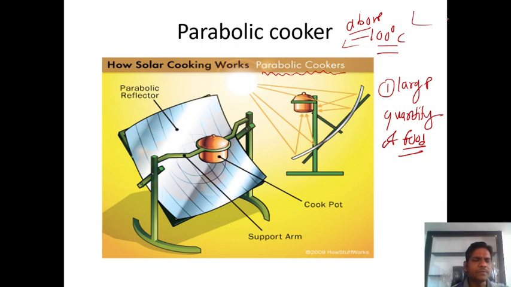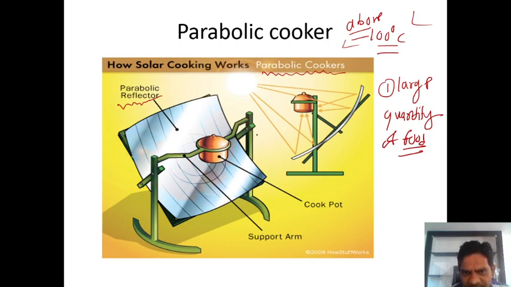Why? Because of its temperature, guys. Because the temperature of the parabolic concentric collector is very high. Yes or no? Yes. So guys, here if you observe inside this parabolic concentric collector, this is the reflector you observed, the parabolic reflector, right? This parabolic reflector reflects the solar radiation.